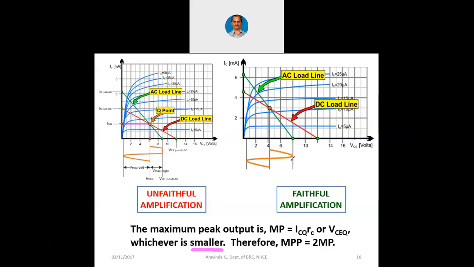We can get only up to 8 volts, even though VCC is 12 volts. You can see here, the VCC is 12 volts. Even though VCC is 12 volts, we can get an AC output of maximum only up to 8 volts. That is the limitation of large signal amplifiers. Okay, let me proceed to the next slide.